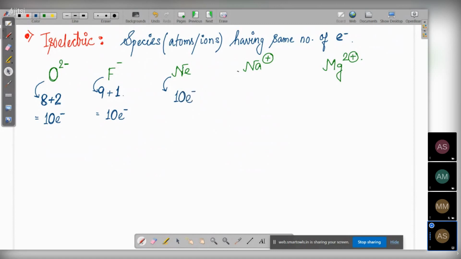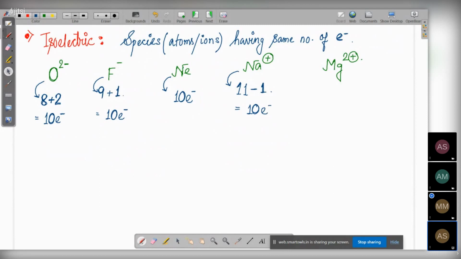Now what is the atomic number of sodium? It is 11. And sodium has a positive charge. So what do you mean by the positive charge? That means it is short of 1 electron, one electron is in shortage. So that's why here also you are getting 10 electrons.